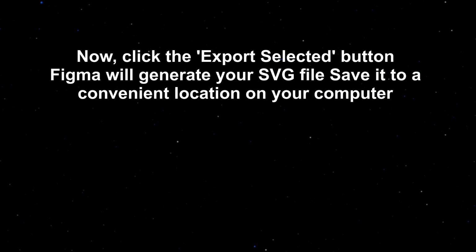Now, click the Export Selected button. Figma will generate your SVG file. Save it to a convenient location on your computer.